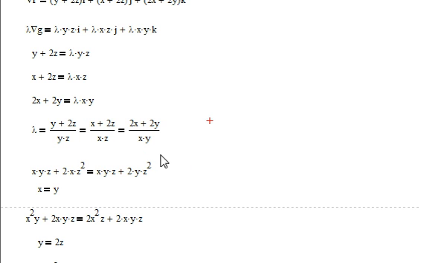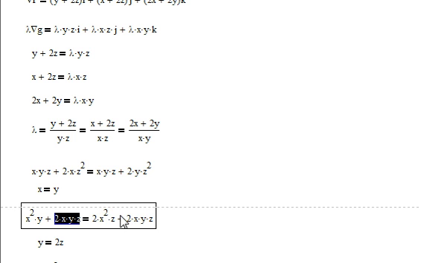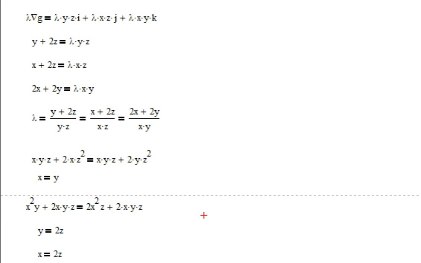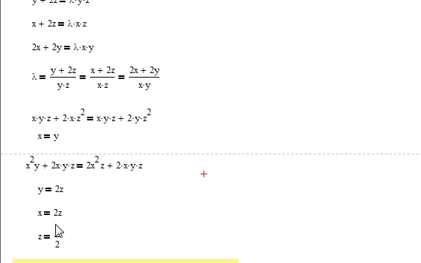So then I would have X squared Y times 2XYZ, and this one times this one will give me 2X squared Z plus 2XYZ, and then the 2XYZs on both sides cancel out. We can cancel out an X squared, so Y equals 2Z. So we've got X equals Y, Y equals 2Z, and because X equals Y, therefore X equals 2Z also.